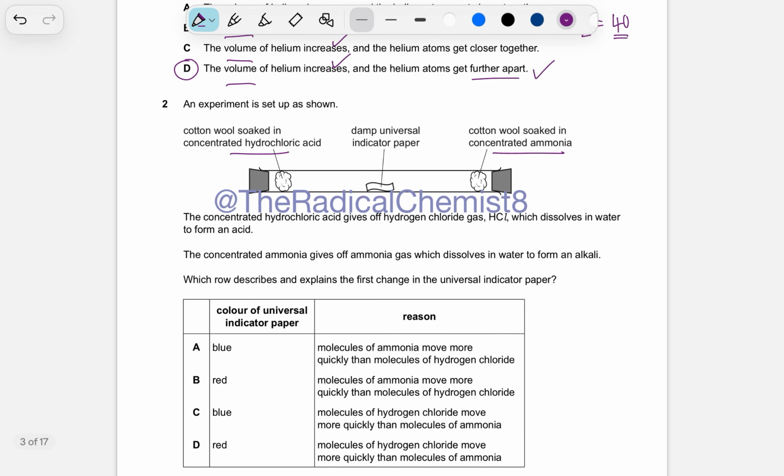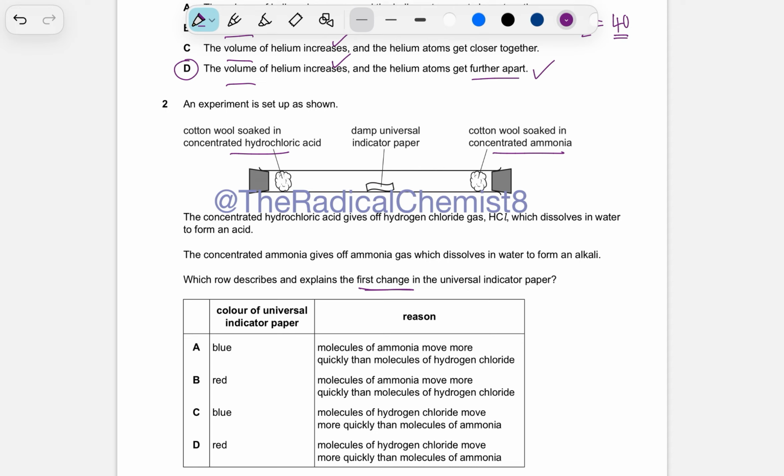So they're asking about the color of the universal indicator and which row describes and explains the first change in the universal indicator paper. Normally in these questions, this is talking about the rate of diffusion for the specific gases. Remember, diffusion is affected by the size and the mass of particles. So the smaller, lighter ones will diffuse faster.